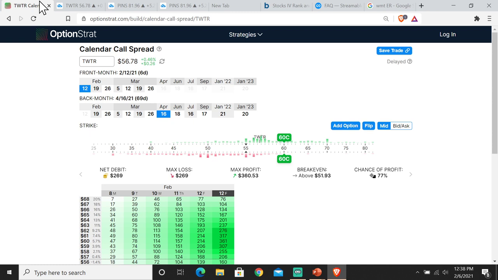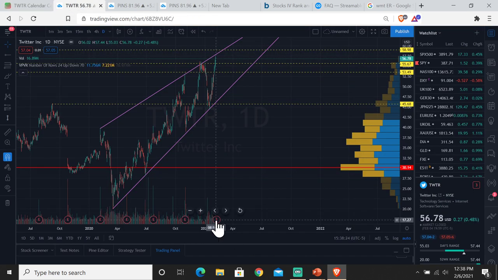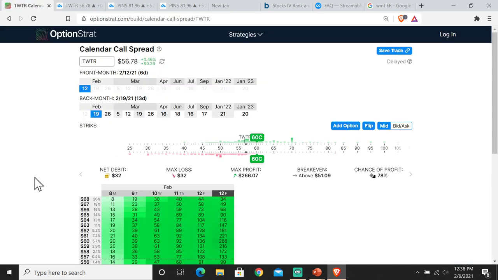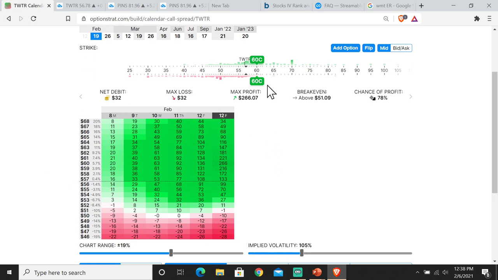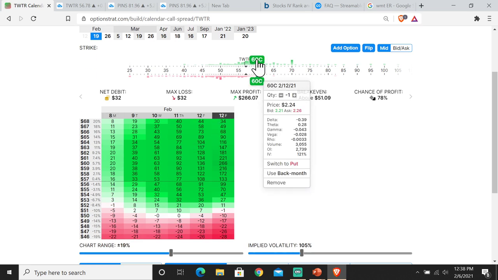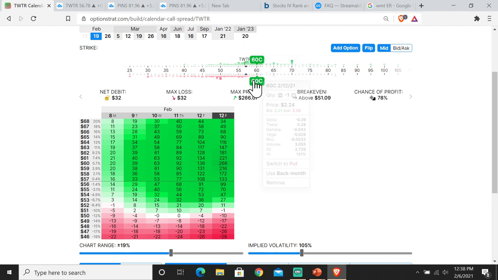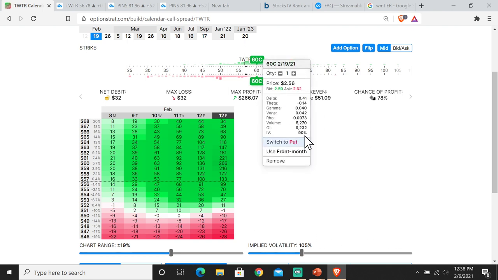All right, anyways, going back to our option strat calculator here. So February 12th, that would be for this week because their ER is on the 9th after hours. And then we would sell February 19th. So there's actually IV skew here, right? Notice IV on 2/12 is 121%. And the one on 2/19, the week after, is 90%. So there's a 31% difference in IV.